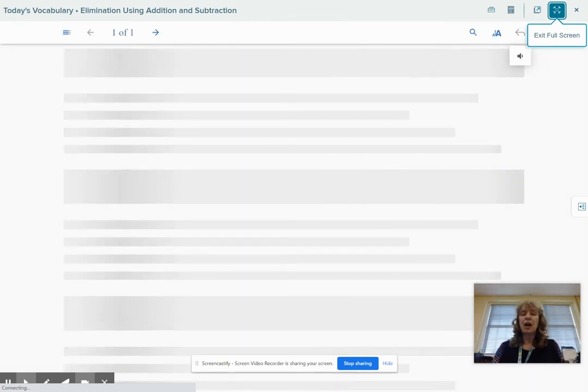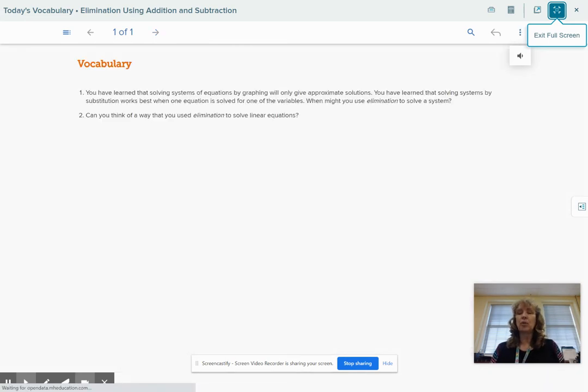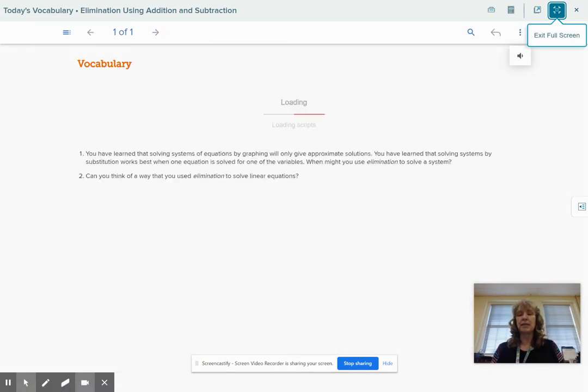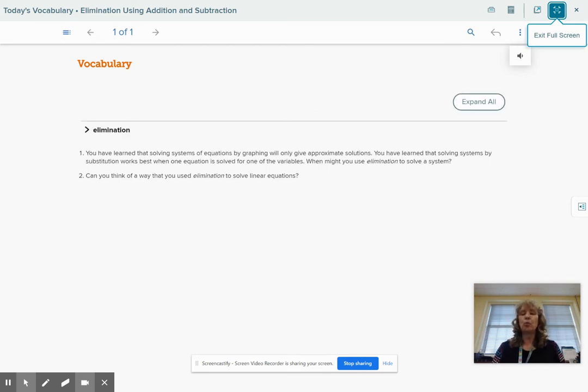So the definition of elimination, so you can understand this from a math perspective, think about what you know about the word eliminate. When you eliminate something, you take it away. So in this case, we want to eliminate one of the variables. We want to eliminate either x, or we want to eliminate y.